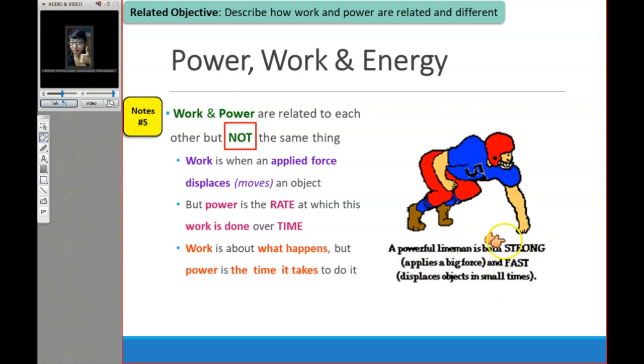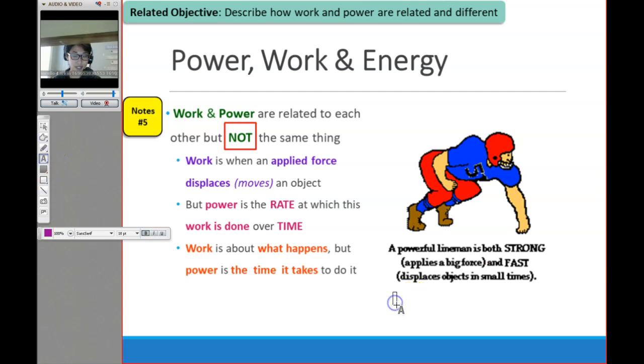So for example, would a lineman be good if he was strong, but really, really slow? Tell me in the chat box, would he be a powerful lineman if he was strong and could do a lot of work, but he did it very slowly? Would that be useful in a football game? Linebacker, yeah. Right, so you want to be strong, so you can do a lot of work.